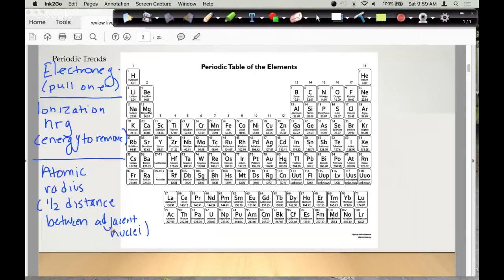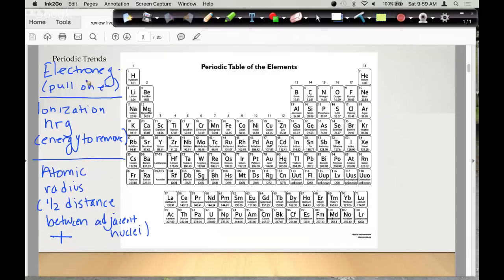And all that really means is that we're measuring two nuclei, a nucleus and a nucleus that are next to each other, and dividing that distance in half. Because if we do the exact distance from one nucleus to the next nucleus, we get a diameter. But if we cut that distance in half, we get the radius, because remember, we can't really measure how far away those valence electrons are because there is so much empty space between the nucleus and the outermost valence electrons.